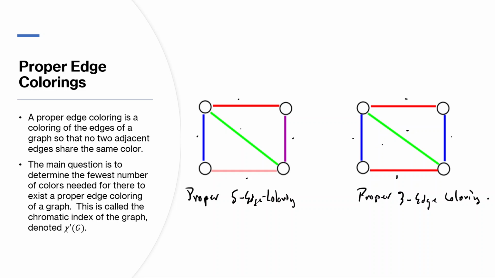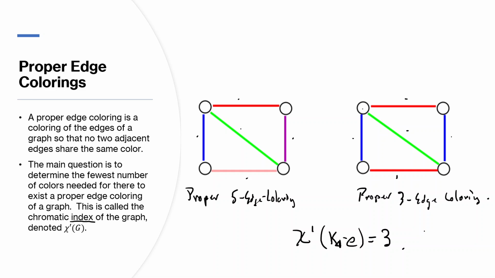And you can do a little argument here. It's not too hard to see that if I used only 2 colors, I wouldn't be able to find a proper coloring, right? Because I have a vertex here of degree 3, and if I only use 2 colors, then 2 edges that are adjacent to each other at this vertex would have to be colored the same, and that would not be proper. So the smallest number of colors needed to give a proper edge coloring is called the chromatic index of the graph, and that's chi prime of G. So here I can say that chi prime of K4 minus an edge is actually equal to 3.